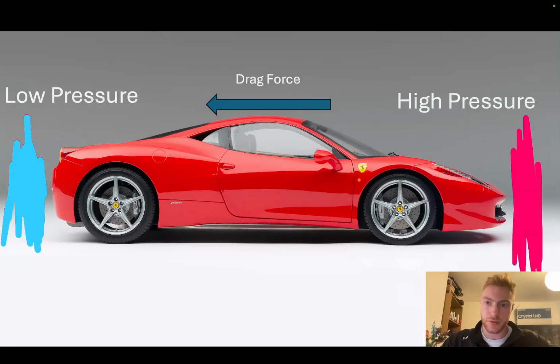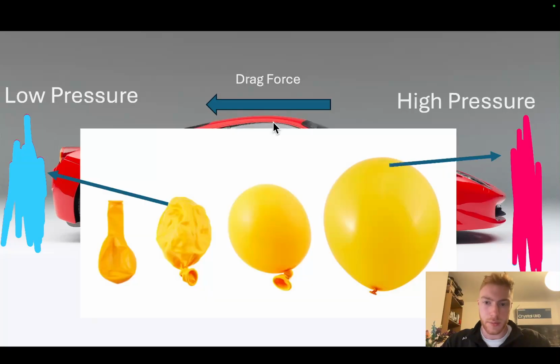What actually happens? We've got high pressure here and low pressure here, and the difference between these two pressures is what causes a drag force. So essentially, to reduce drag force, you want to reduce the pressure here and increase the pressure here to make the difference smaller. What do I mean by pressure?